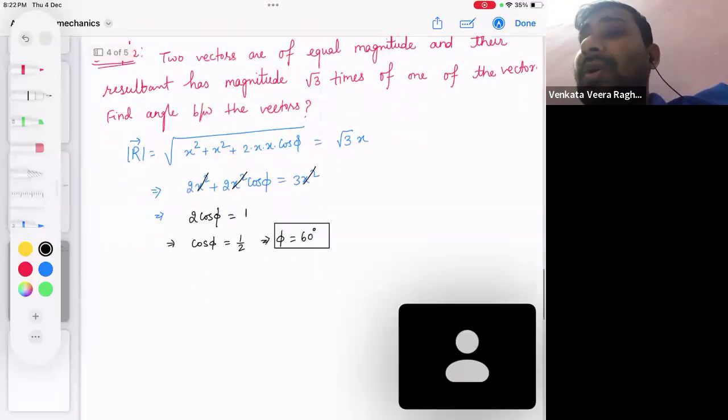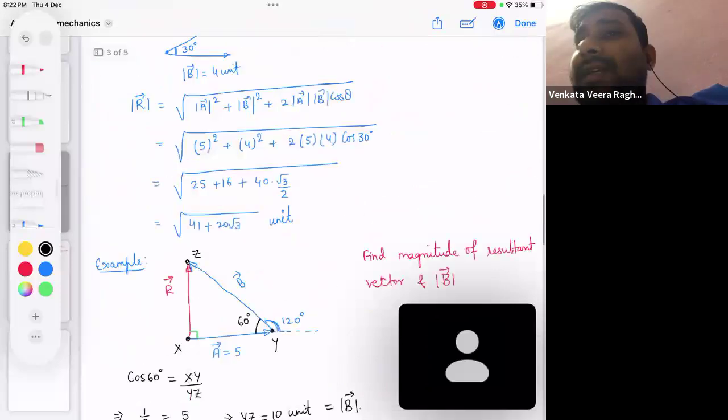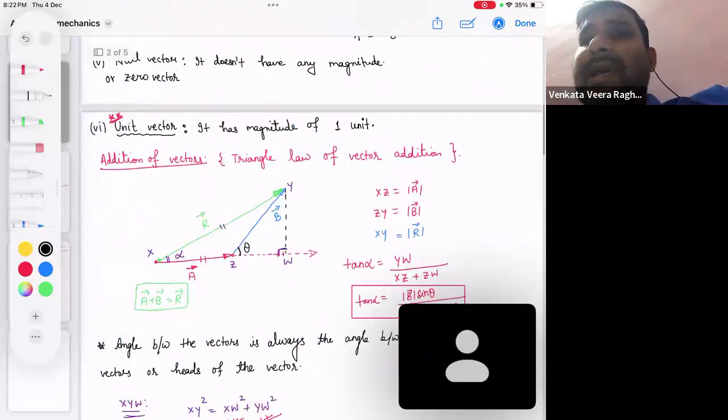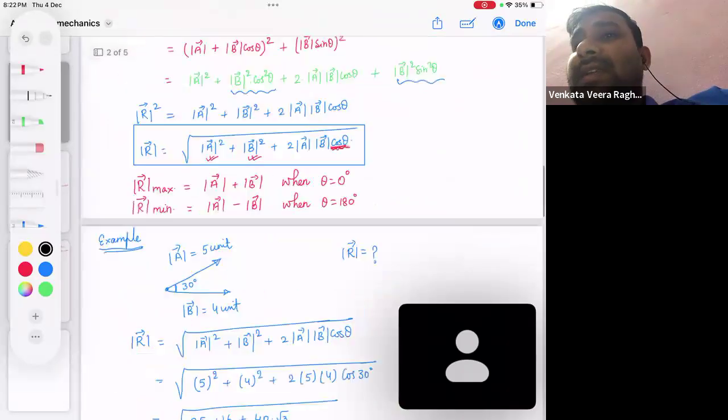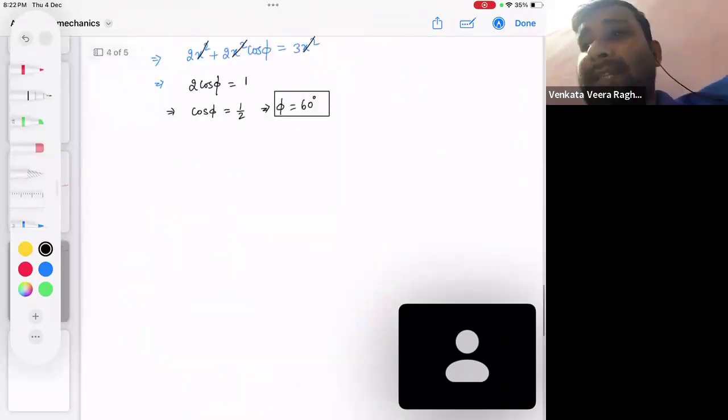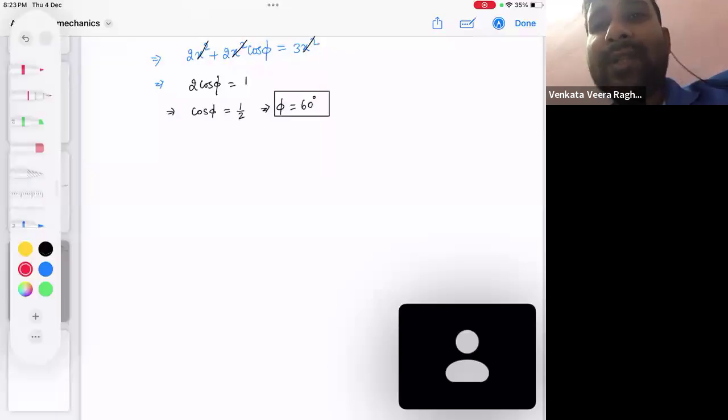So now we are going to discuss the subtraction of vectors. The subtraction of vectors is not a new thing. Why is it not new? Whatever we have done in the addition of vectors, we can do the same thing for the subtraction of vectors also. Let's see how.